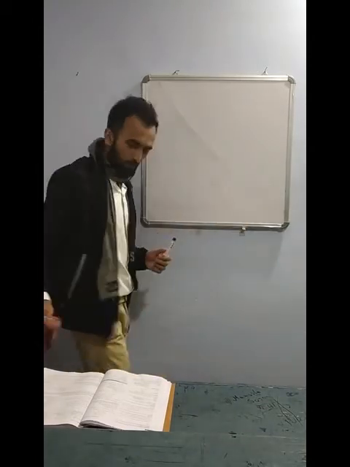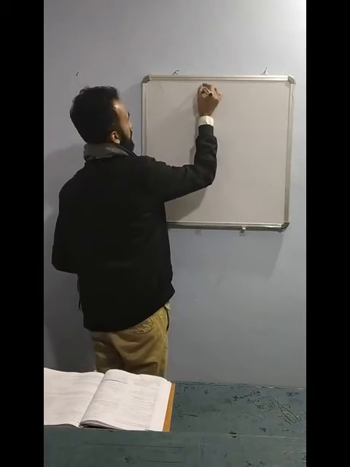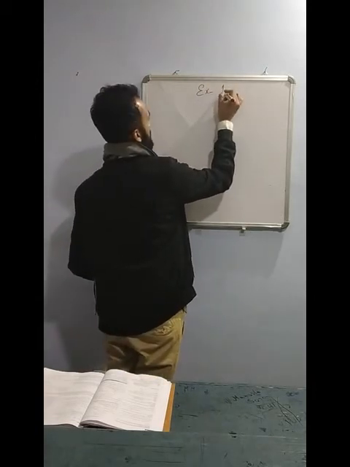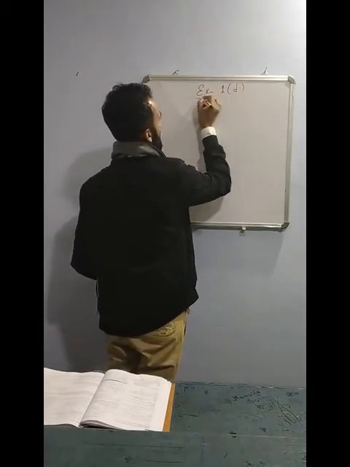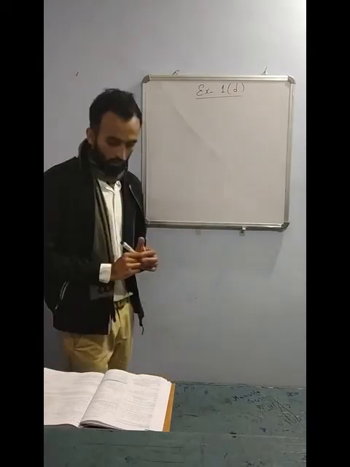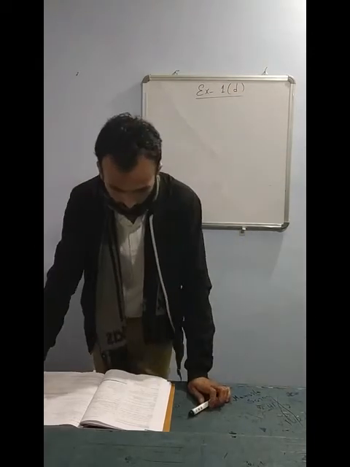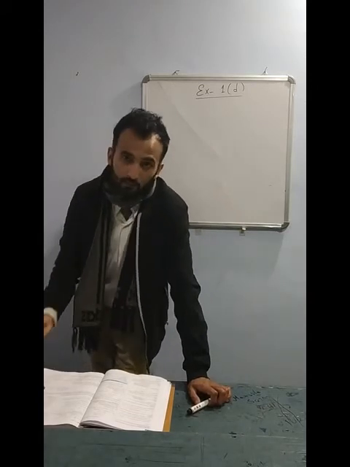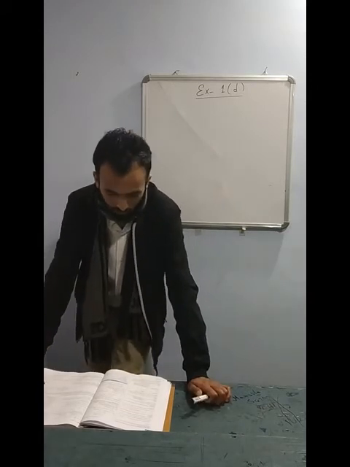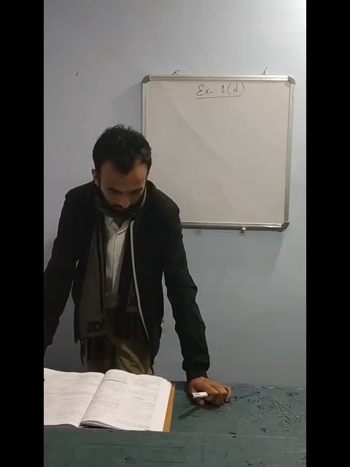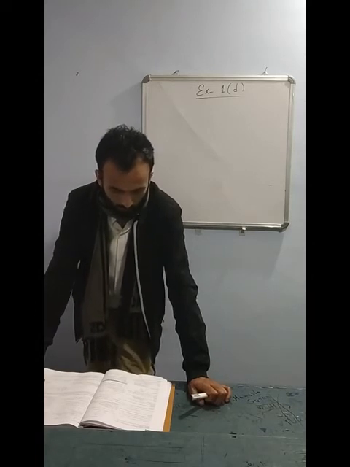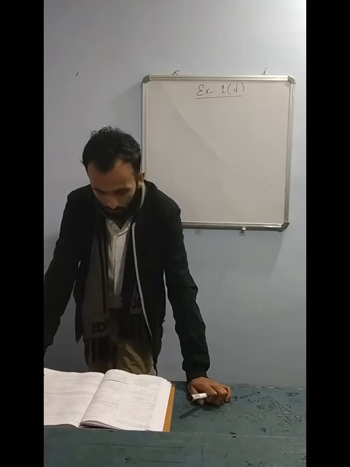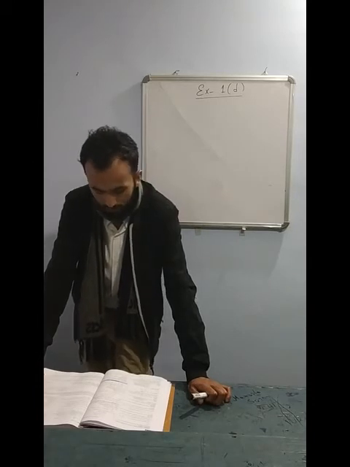Okay, now I'll start with the exercise, before it's too late. Exercise 1D. You can see question number 1. You have to do up to slab 1 only. I have already given you the exercise in the WhatsApp group. You can check. Define an irrational number. How does it differ from a rational number?